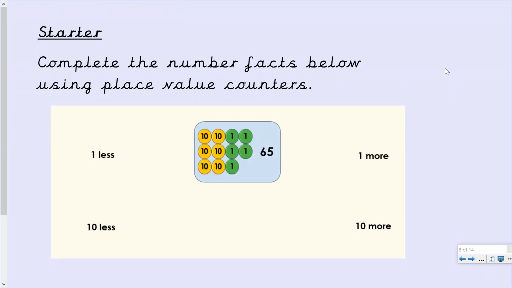It says complete the number facts below using place value counters, and you're going to need to draw them pictorially just like they've shown you here. Your number is 65, so you have 5 ones and 6 tens. They want you to find 1 less, 1 more, 10 less, and 10 more by also drawing it pictorially. So have a go, and when you're ready, play the video again.